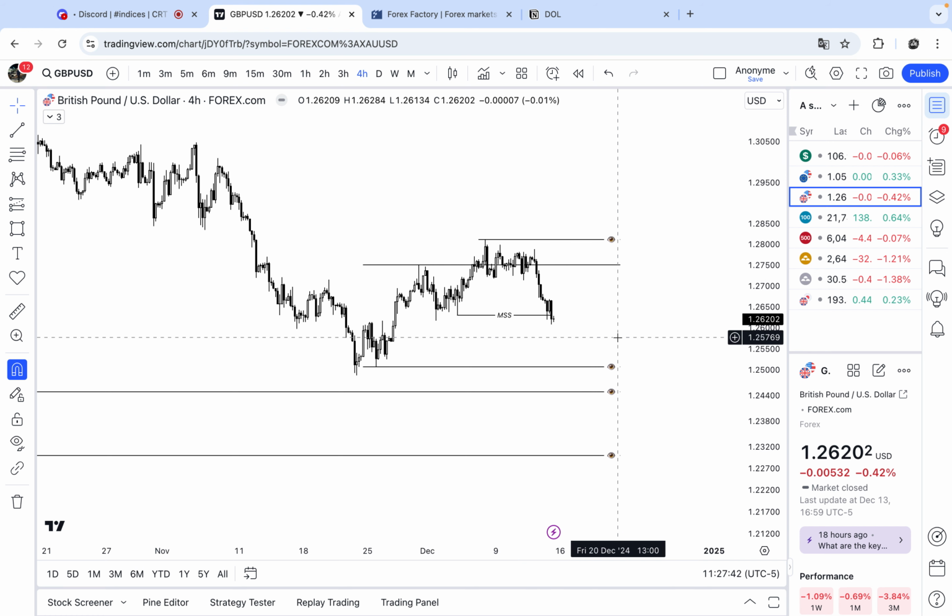Professor, can we anticipate a market structure shift in advance? Like, for example, on that high.